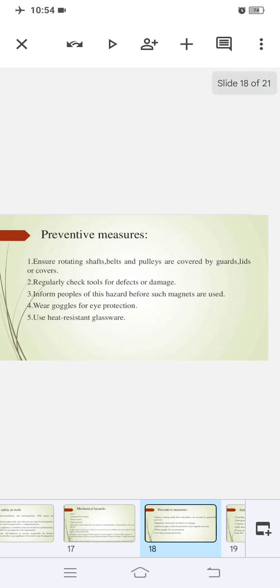Next one is the preventive measures of mechanical hazards. Mechanical hazards can be reduced or prevented by employing appropriate safeguards, like ensuring the rotating shafts, belts and pulleys are covered by guards, lids or covers. Regularly check tools for defects or damage. We should inform people of this hazard before such magnets are used. Wear goggles for eye protection. Use heat resistant glassware.